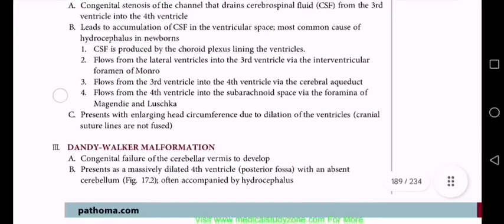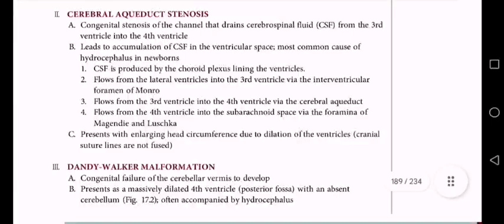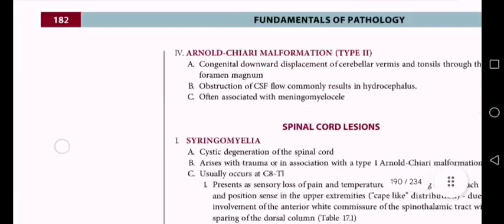And in Dandy-Walker malformation, here you would note congenital failure of the cerebellar vermis to develop, and it presents as a massively dilated fourth ventricle, posterior fossa with an absent cerebellum, so often accompanied by hydrocephalus again.